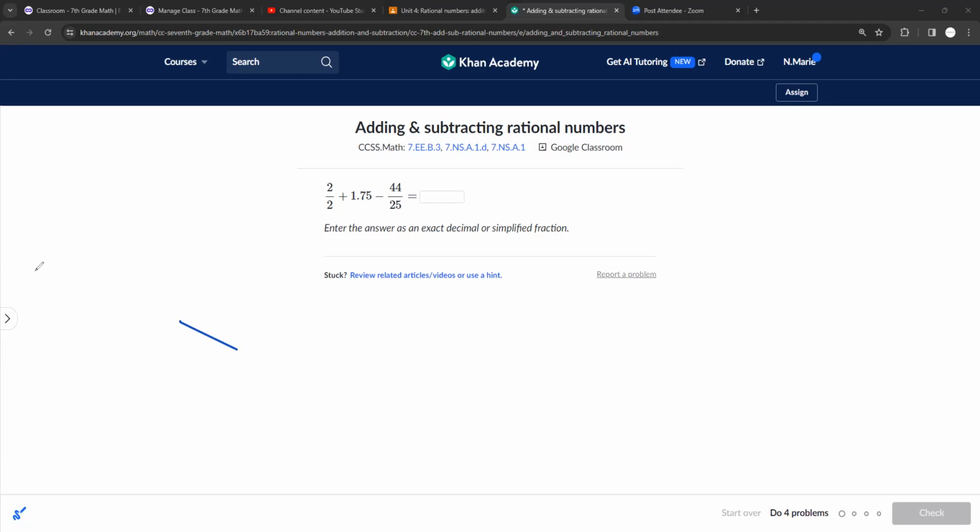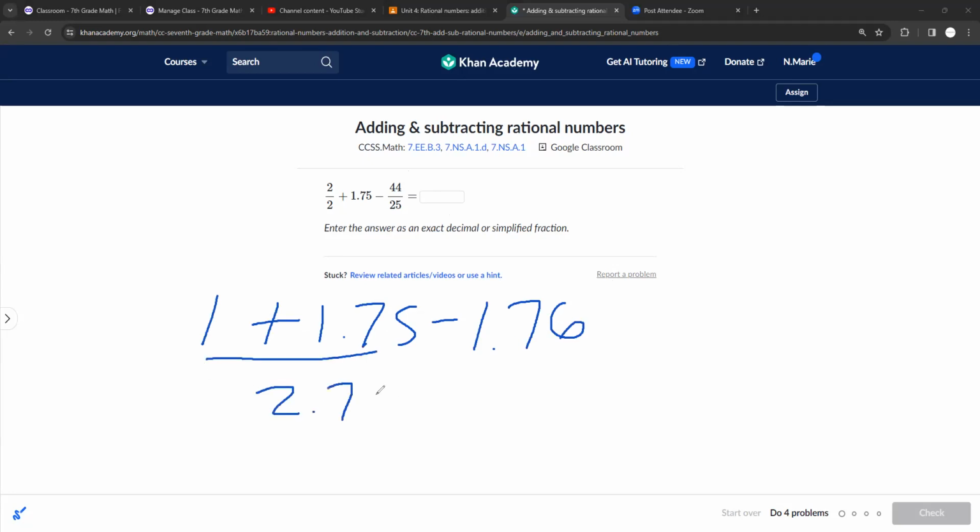Okay, so 2 divided by 2 is 1. Oh, it has a mind of its own. That's 1.75. Okay, let's convert this to a decimal. You can use a calculator if you want to practice doing by hand, feel free. But that would be 1.76. So now we want to move left to right. This gets us 2.75 minus 1.76. 2.75 minus 1.76 gets you 0.99.